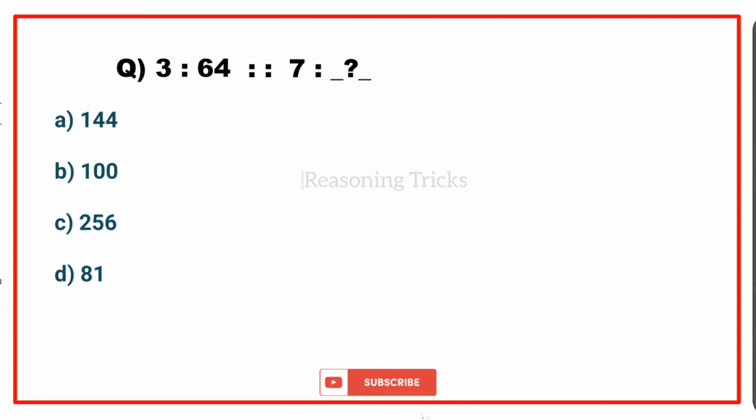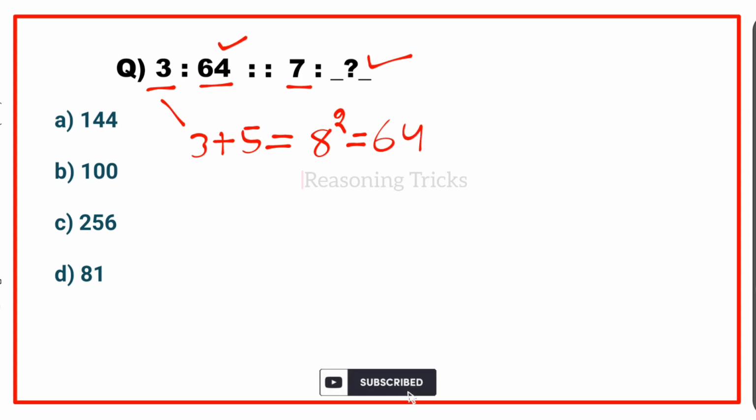Next question. 3 is to 64, then 7 is to what? Here we can see 3 plus 5 equal to 8. If we square 8, then 64. Similarly, 7 plus 5 equal to 12. Then square of 12 equal to 144. So option number A is correct.